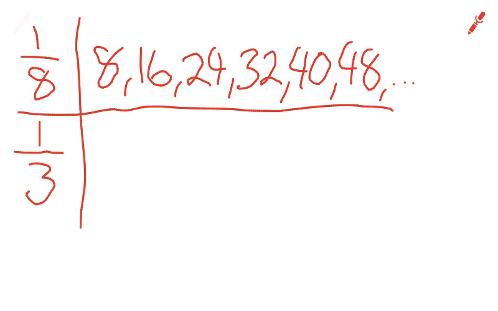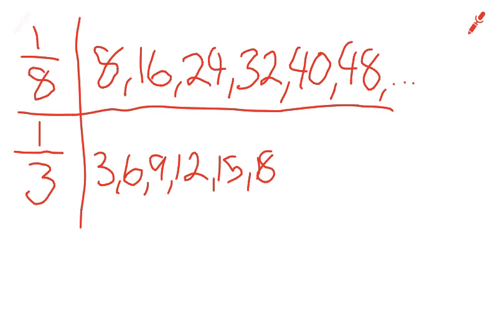And then let's look at multiples of 3. What are our multiples of 3? 3, 6, 9, 12, 15, 18, 21, 24. Okay, and we'll stop there. And we'll put dots, saying that it goes on and on and on.